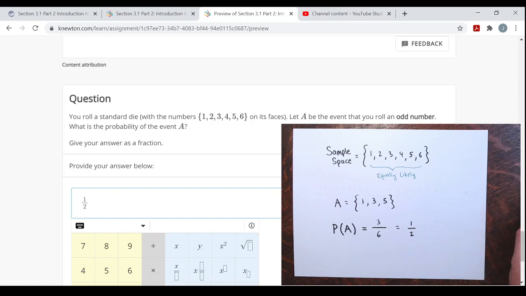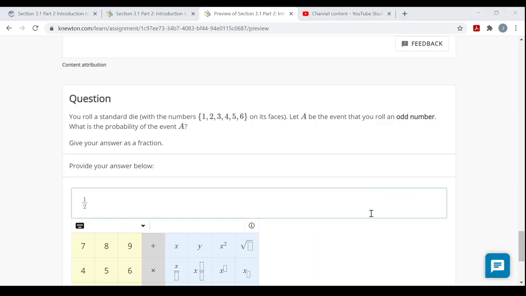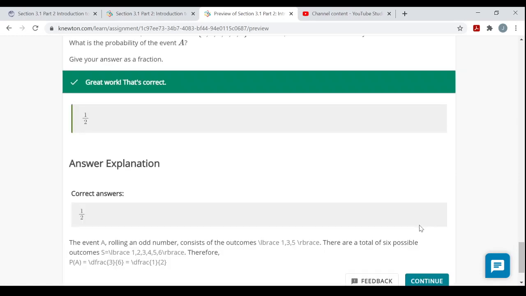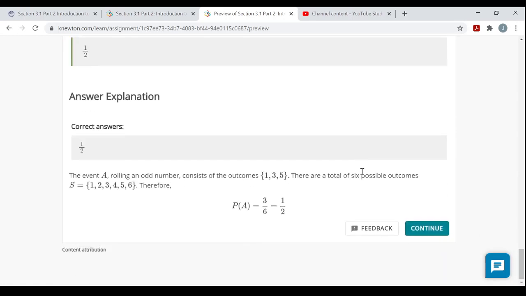Pretty simple, that one, I believe. Now you can try 3 out of 6. I'm pretty sure that they accept unsimplified fractions, but I would recommend, just to be safe, simplify your fractions.